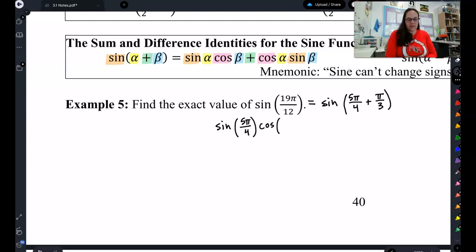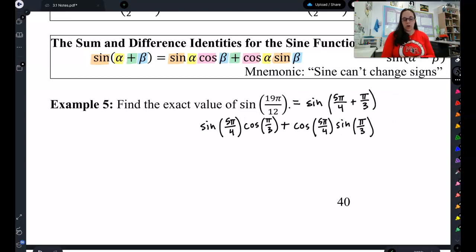cosine of the second one, and then it doesn't change sign, so it stays a plus, cosine of the first one, sine of the second one. Sine can't change signs. And now all of these are on the unit circle.